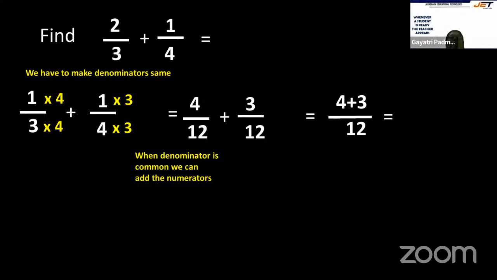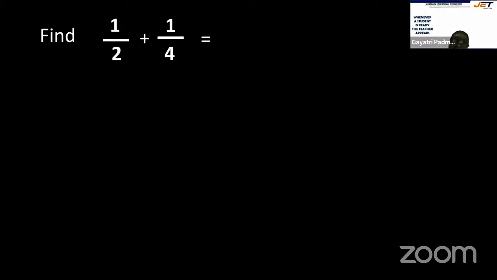The denominator is 12, the numerator is 3, so you can add the numerator. So 4 plus 3 by 12. That is 7 by 12. All right. Now see the next one, 1 by 2 plus 1 by 4.